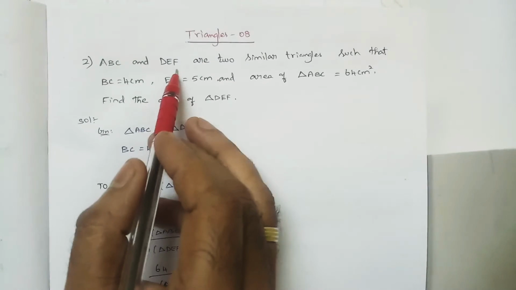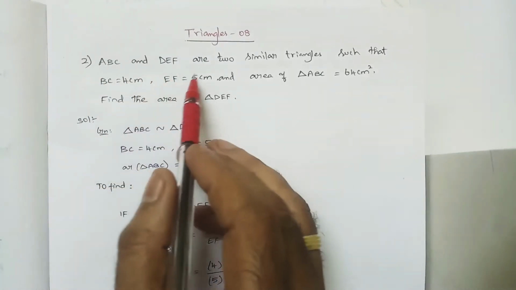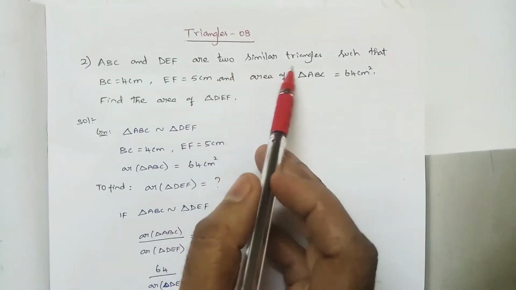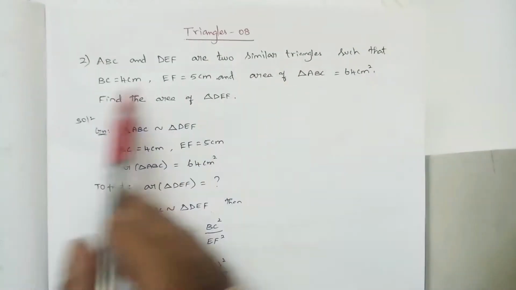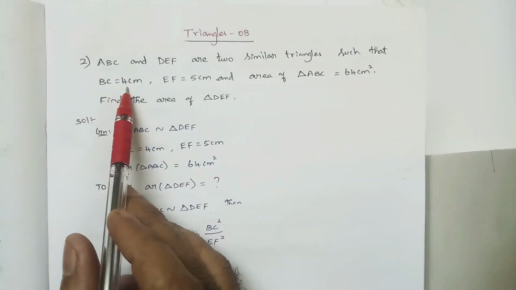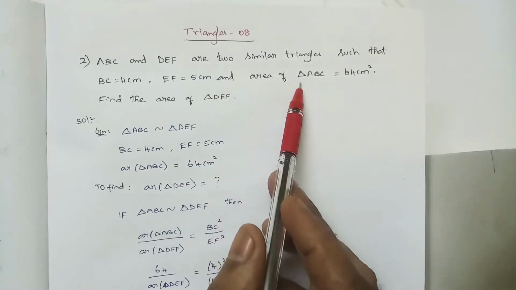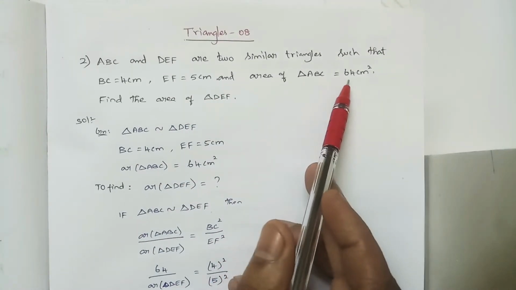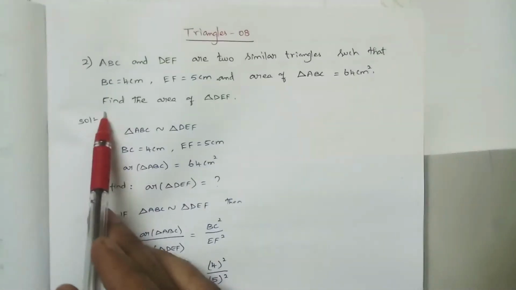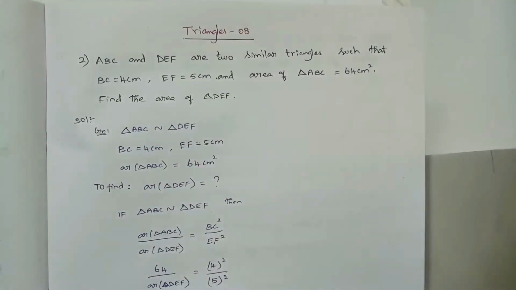ABC and DEF are two similar triangles, such that BC is equal to 4 centimeter, EF is equal to 5 centimeter, and area of triangle ABC is equal to 64 centimeter square. Find the area of triangle DEF.